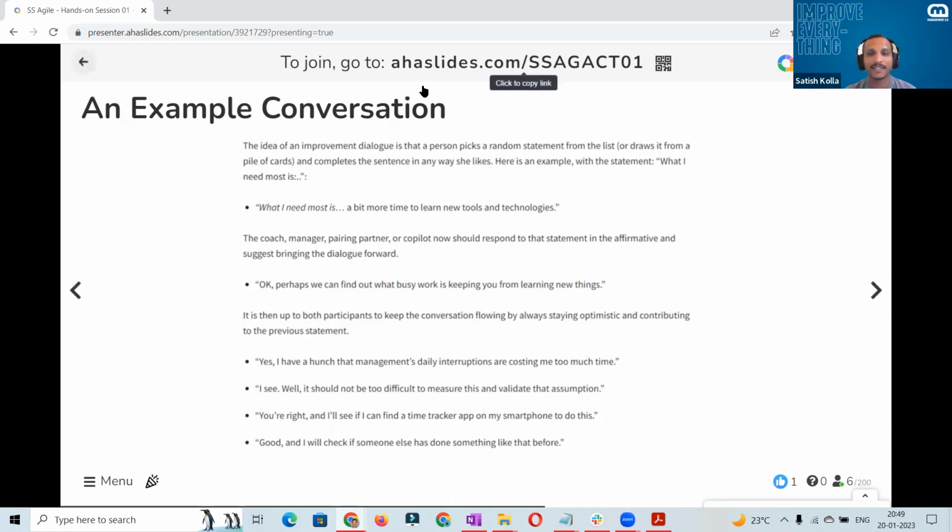Okay. So, how are we doing? Are we good? Any questions? Anyone want to add any points? Any doubts? Let's get it clarified, because once we do a simulation, we will open up the breakout rooms. So this session is all meant for each of you to do the practice and get a feel of how you can get the benefit out of these improvement dialogues.